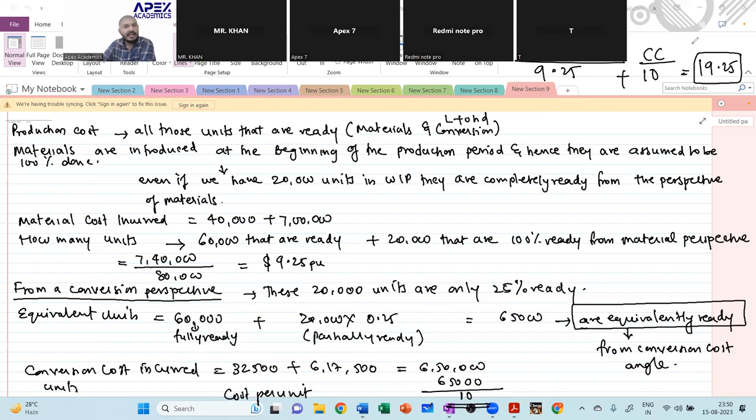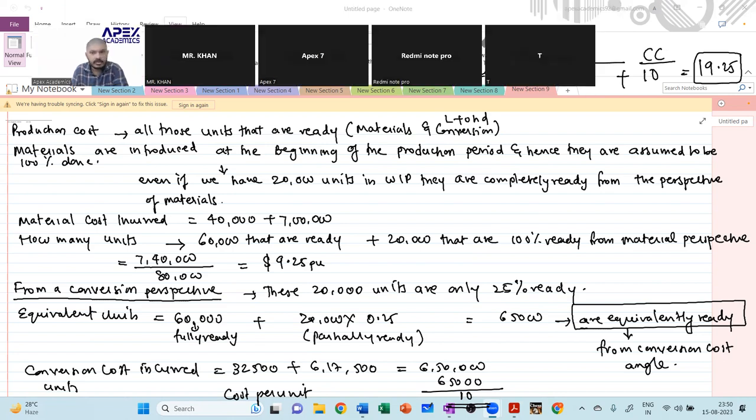Calculate the cost of production and calculate the WIP. I request you all to take a screenshot of this. This is crucially important. Take a screenshot, please. Is it taken? Can I move ahead? Can someone please respond? Yes, sir, taken.